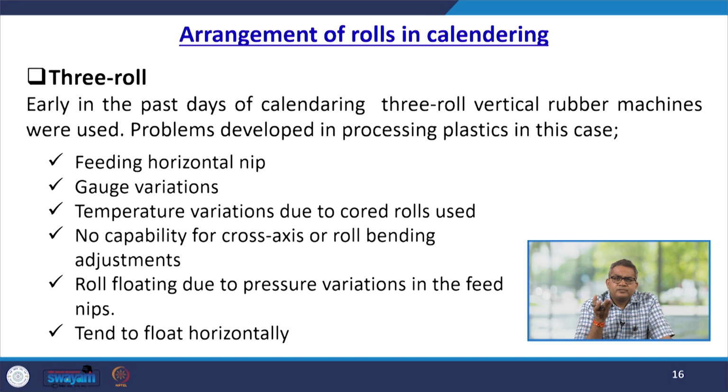There are three rolls. Early in the previous era of calendering, three roll vertical rubber machines were used. Problems developed in processing plastic in the case of feeding a horizontal nip: gauge variation because of the flexibility in the rubber, temperature variation due to the cored rolls used, no capability for cross axis or roll bending adjustments, and roll floating due to the pressure variation in the feed nips. They tend to float horizontally.